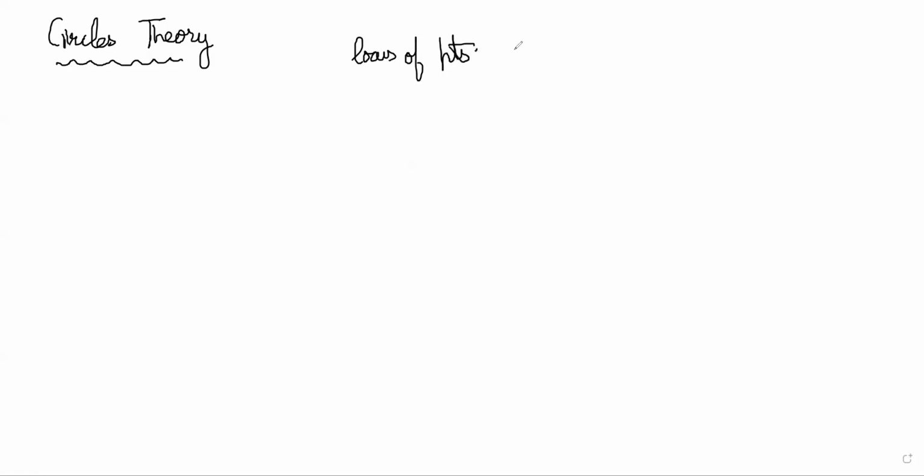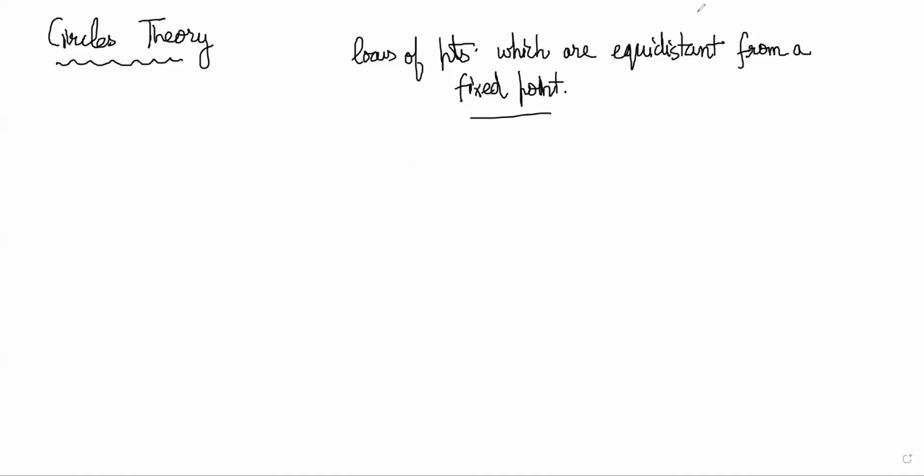Okay. So circles theory. What is the definition of a circle? Sir, a circle is the collection of all the points in a plane at a fixed distance from a given point. Right. So it is the locus of points which are equidistant from a fixed point, right? And that fixed point is known as the center, and the distance is known as the radius, right?